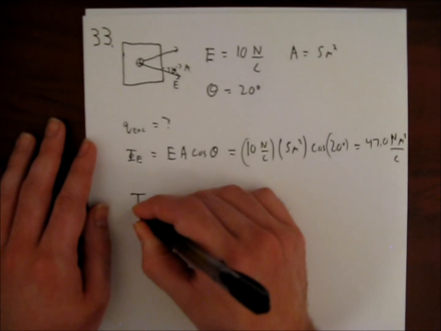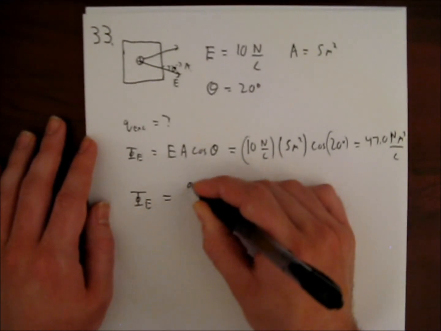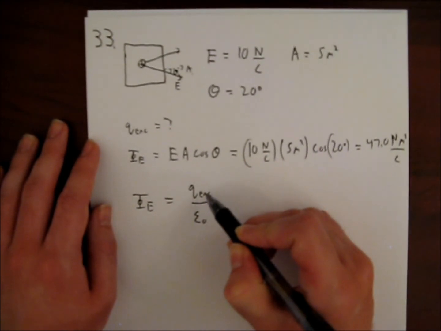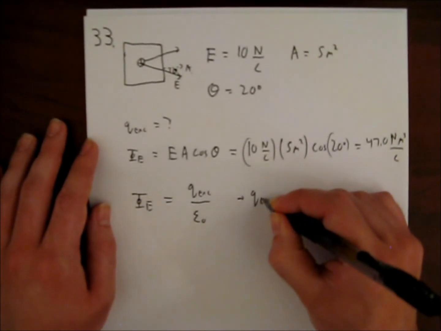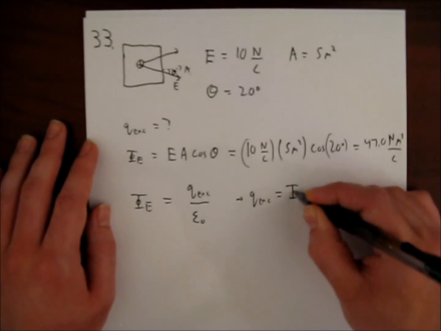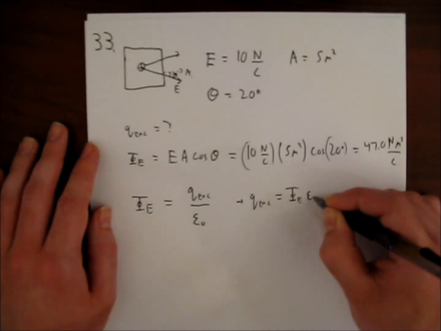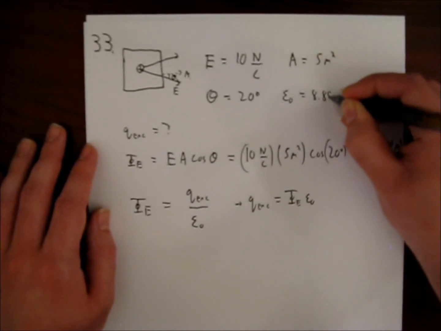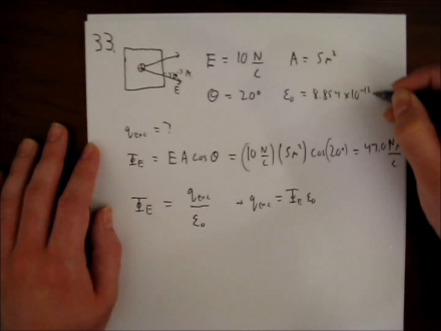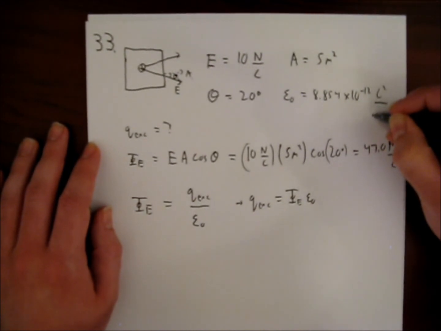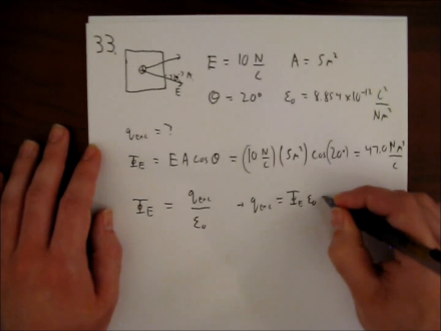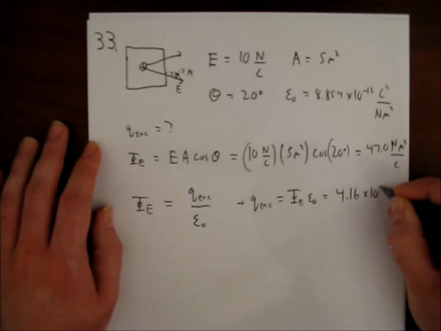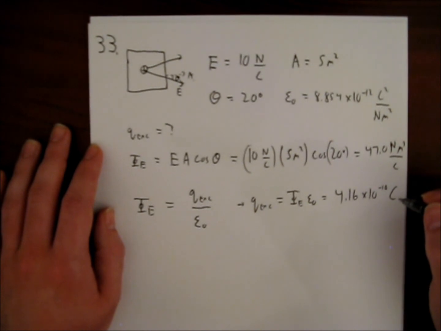In order to do that, we can use Gauss's law. So the flux is equal to the charge enclosed divided by epsilon naught. So we just rearrange this equation to solve for charge enclosed. And we'll recall that epsilon naught is equal to 8.854 times 10 to the minus 12 coulombs squared over newtons meters squared. So we get a value for the charge enclosed. That's 4.16 times 10 to the negative 10 coulombs. And that's how you solve the problem.